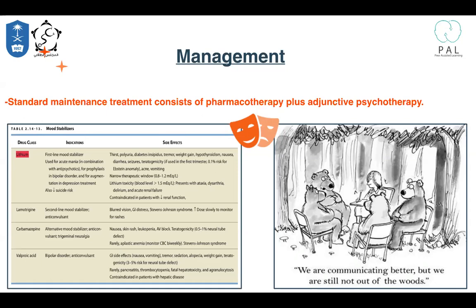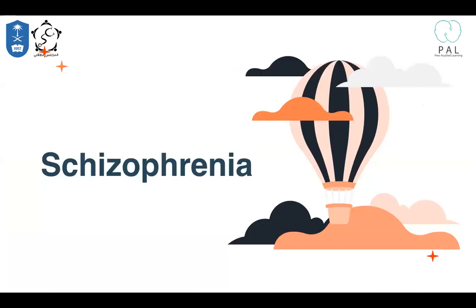طيب وش type of psychotherapy that we use? في type اسمه group psychoeducation. This is the one with bipolar. بينما في depression قلنا أنهم we use cognitive behavior therapy. طيب that's it with the management of bipolar. We go now to schizophrenia.